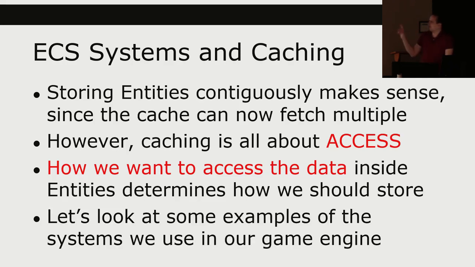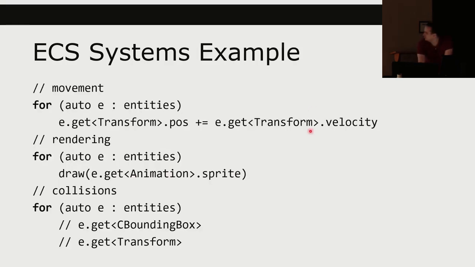But let's look at what we're actually doing in our game engine. We think we're iterating over entities, and we want them cached, but that may not be the case. Here's what I showed you before. For each entity, get its transform, add its velocity to the position. That's one system. Another system, get the sprite and draw it. Another one, get the bounding box, get the transform, do some calculation.